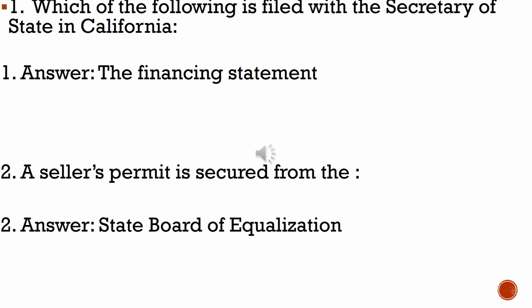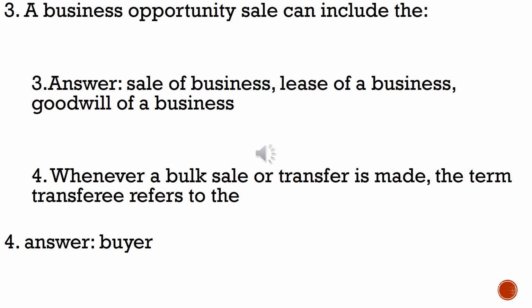Question number 2. A seller's permit is secured from the? Answer: State Board of Equalization. Question number 3. A business opportunity sale can include the? Answer: sale of business, lease of a business, goodwill of a business. Question number 4. Whenever a bulk sale or transfer is made, the term transferee refers to? Answer: the buyer.